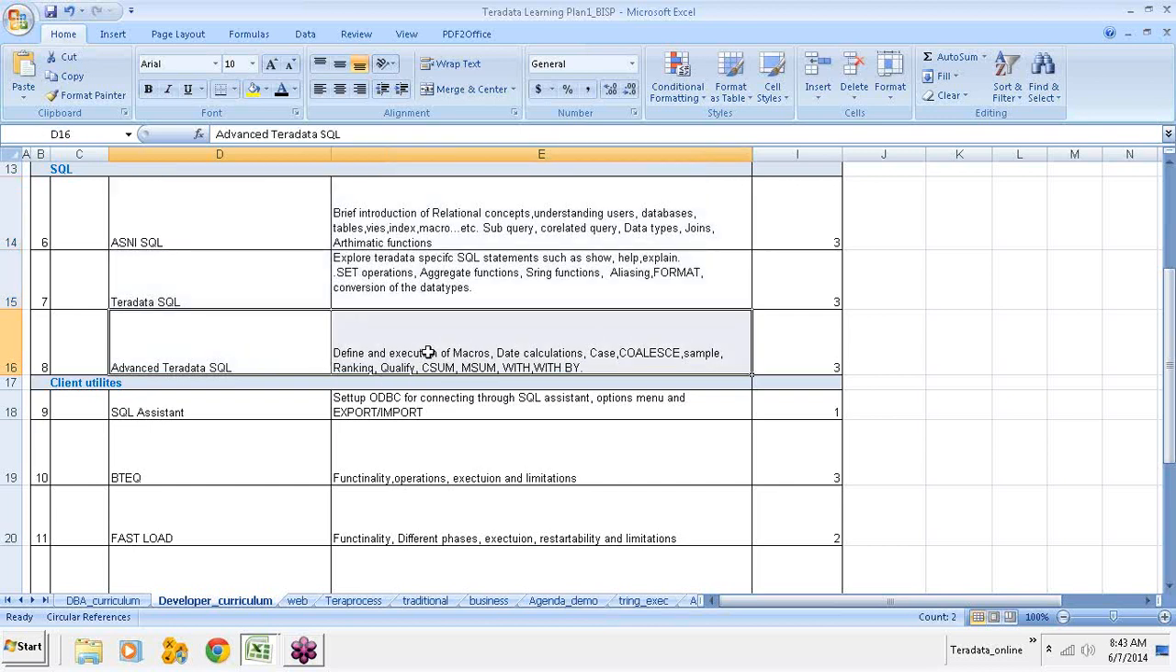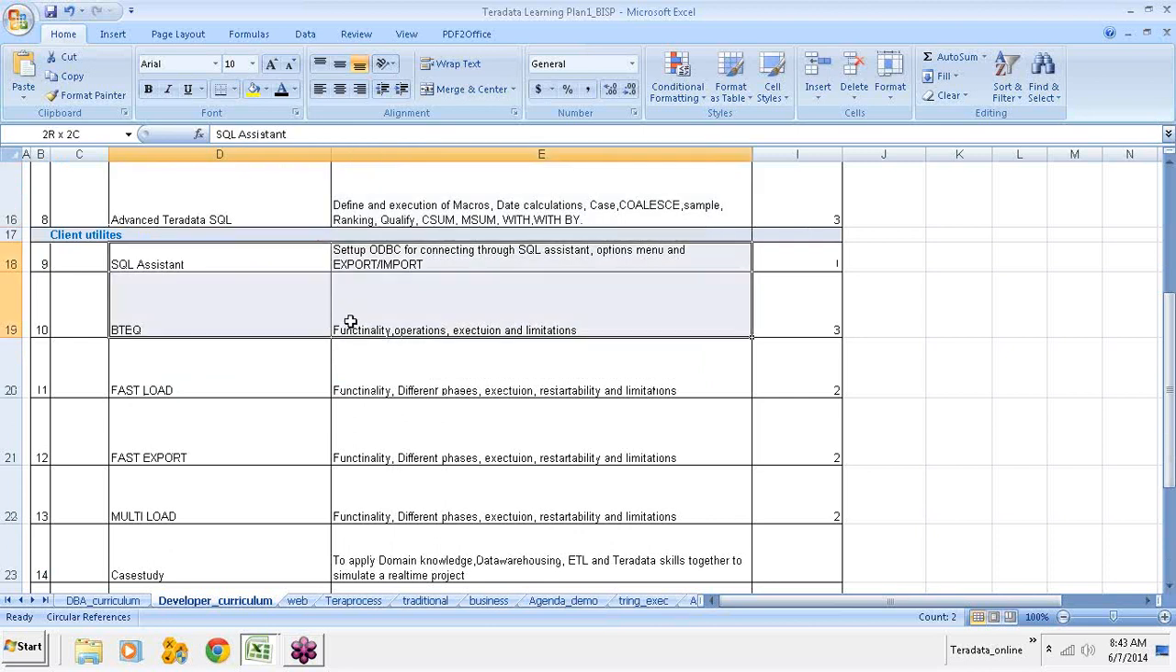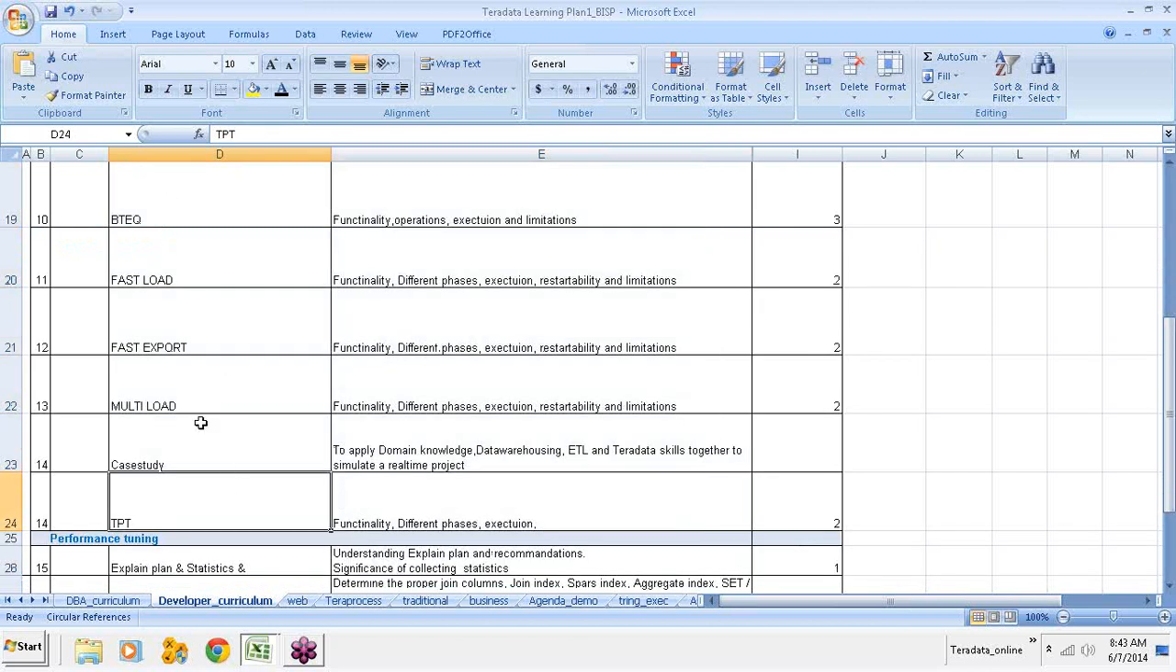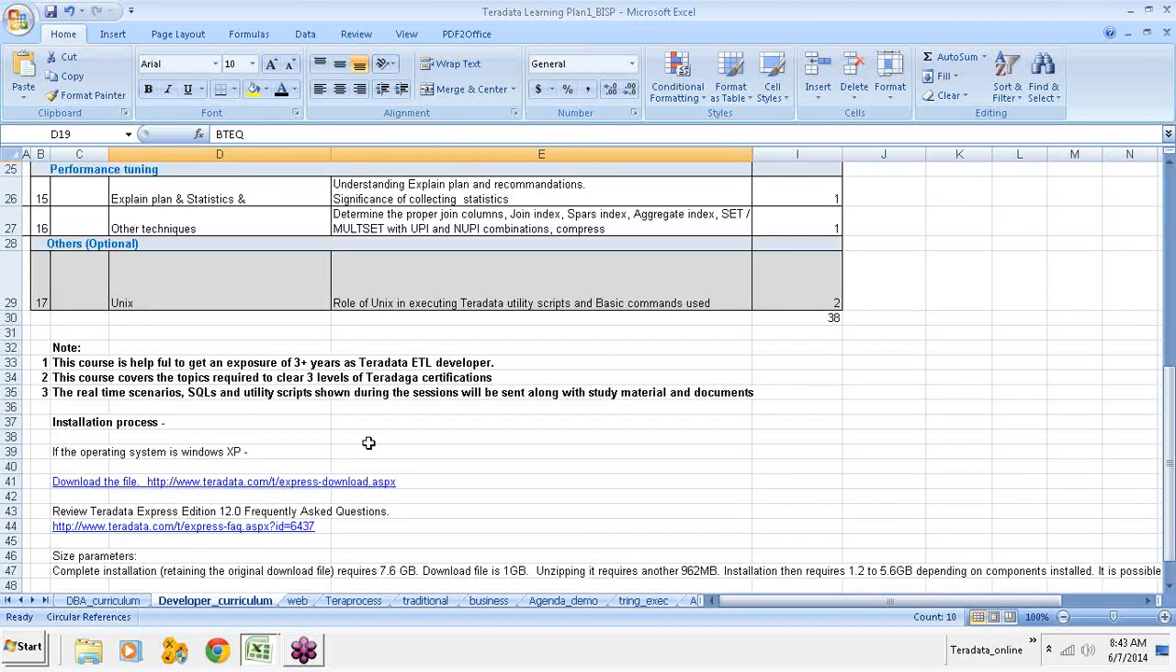The advanced SQL of OLAP we'll discuss here. And then the tools and utilities like SQL Assistant, BTEQ, Fast Load, Fast Export, Multi-Load, and TPT. And once we complete all these utilities, we have a case study which we can implement by using all our data warehousing knowledge, ETL processing, and the Teradata utilities. Okay. And we have the explain plan and statistics for the performance tuning techniques.